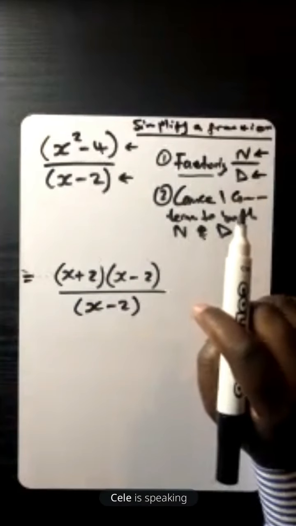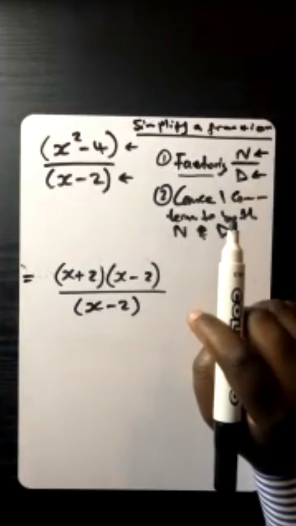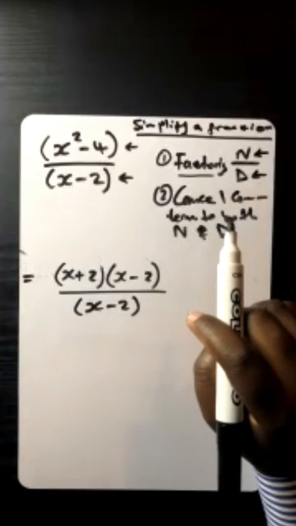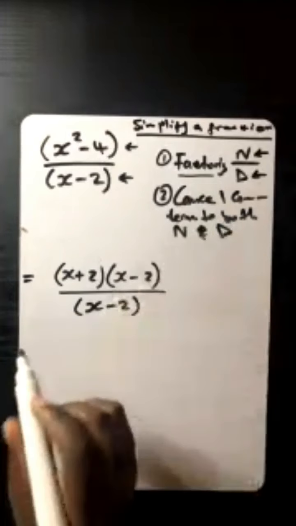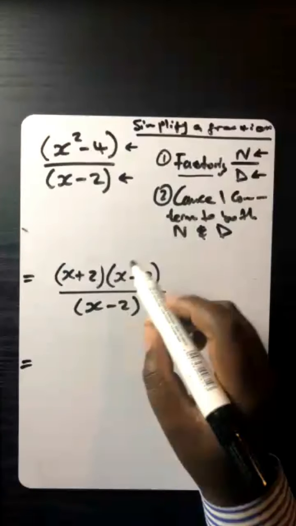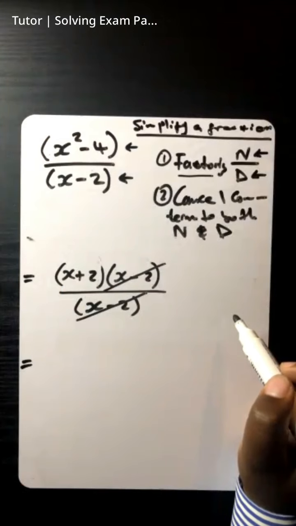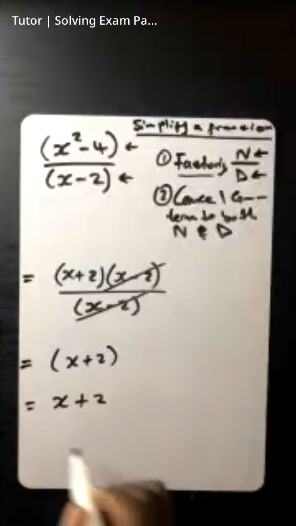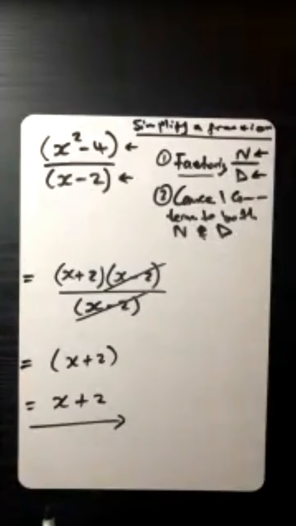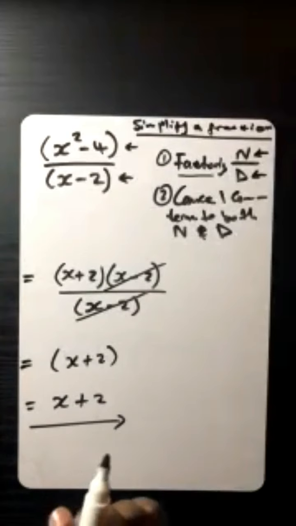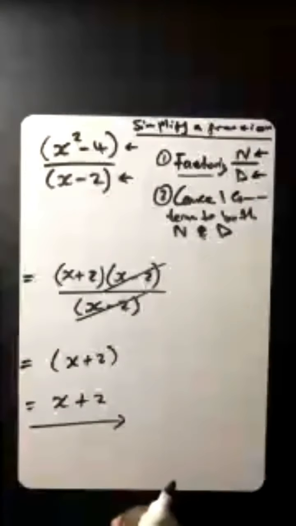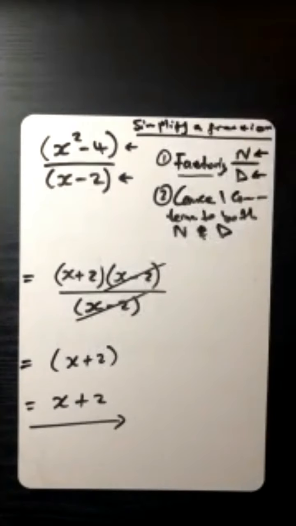Shreyas, I had to cut you there because I suspected you were also heading in the same direction. Can you confirm for me? So what Cele said is true, sir. 100%. So now we all agree that we are going to cancel x minus 2 over x minus 2. Then we remain with x plus 2, which is the same as x plus 2, which is the end of that one. This is how you solve for this one.